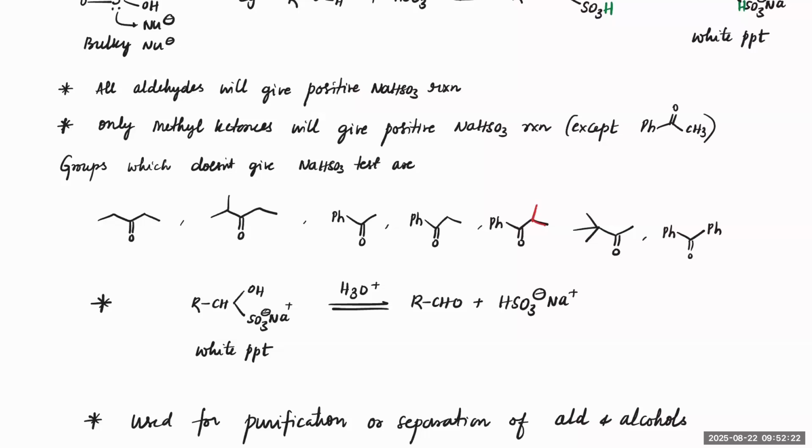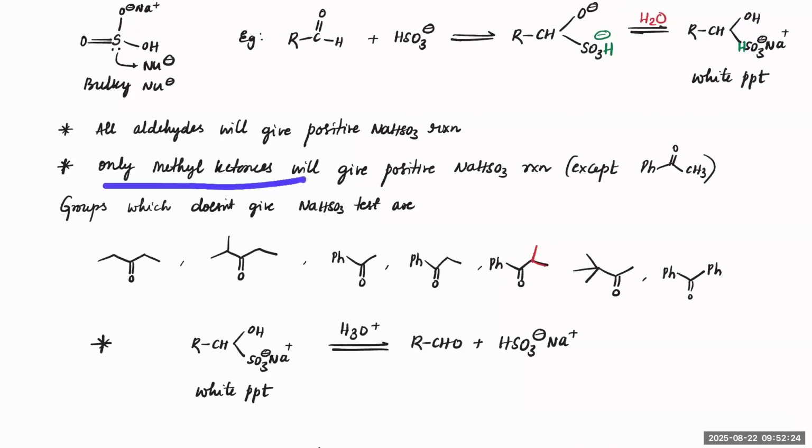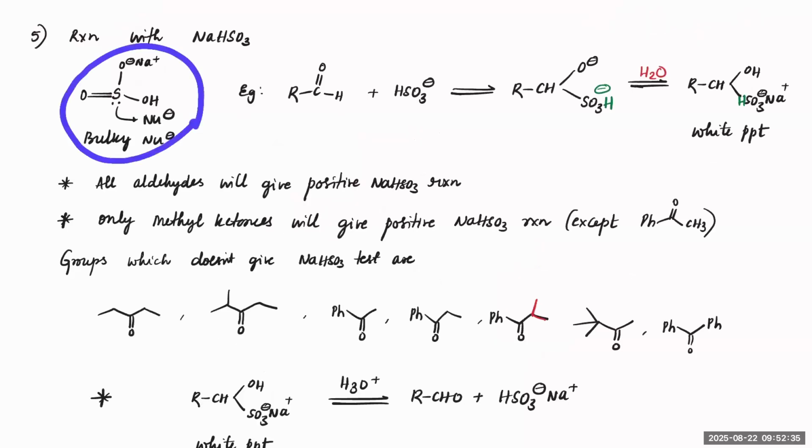And only methyl ketones will give you a positive bisulfite test. Usually the ketones which you are reacting, because this is a very bulky nucleophile, if it goes to a bulky ketone, there is no reaction. But if it has at least one side methyl group, still the reactivity is observed, precipitate is forming.